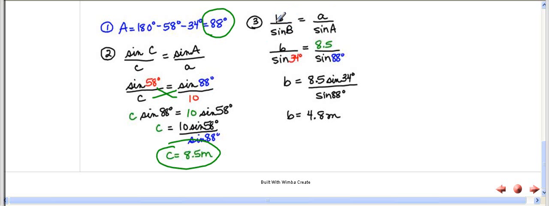And here you can see I've changed my ratio to put it in the form of B over sine B is equal to A over sine A. So B over sine of 34 degrees is equal to 8.5 over sine of 88 degrees. And you can see this will save you some time. All we need to do is multiply by sine of 34, and we get B by itself. So 8.5 times sine of 34 degrees over sine of 88 degrees is our value of B, which is 4.8 meters. Okay? So that's how we use the law of sines to find out the missing values of an oblique triangle when we know two angles and one side.